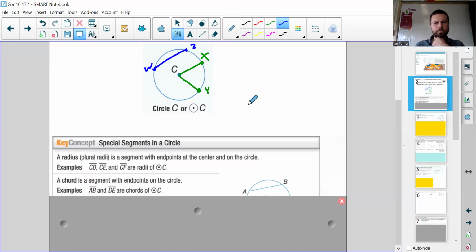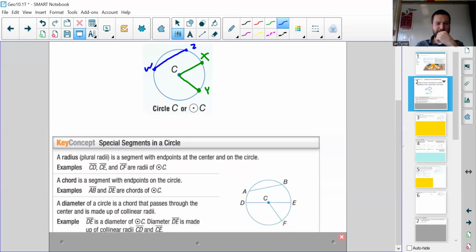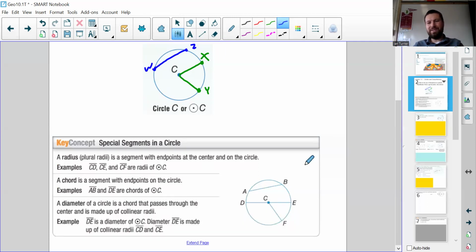Yeah, Claudia, go. A diameter? Yeah, you got it. There's a very famous type of chord called a diameter. A diameter is a chord that passes through the center. Like if we did this, tailed off a bit there. You get it. You guys can draw it better than me. So AB would be a diameter, or there's a better one on this picture down here. DE is a diameter. It's a chord, but it goes through the center.